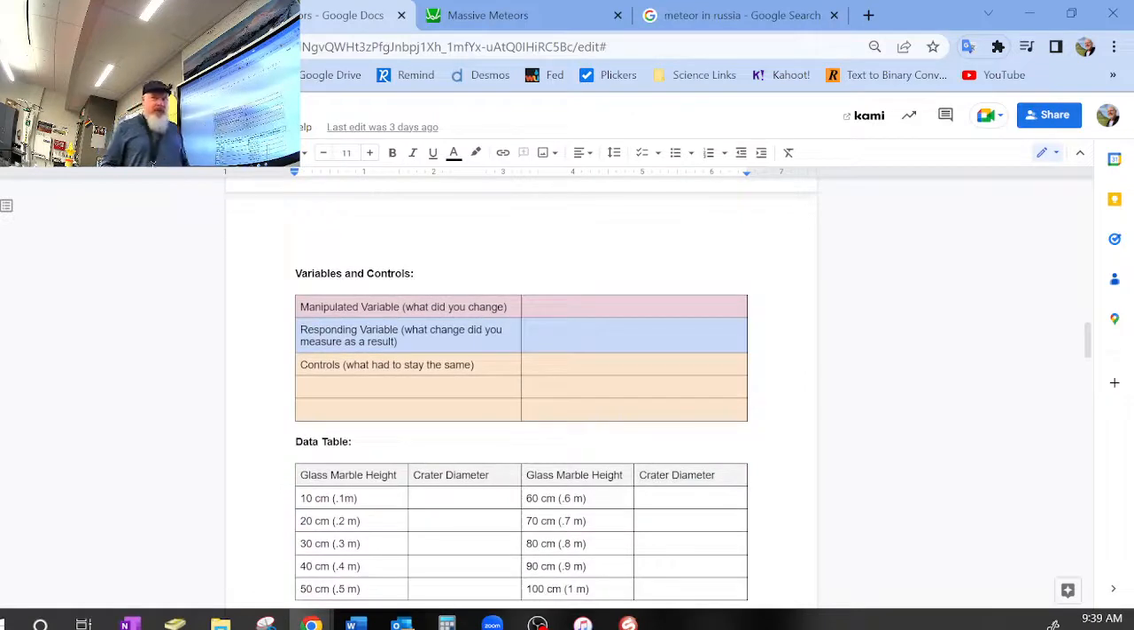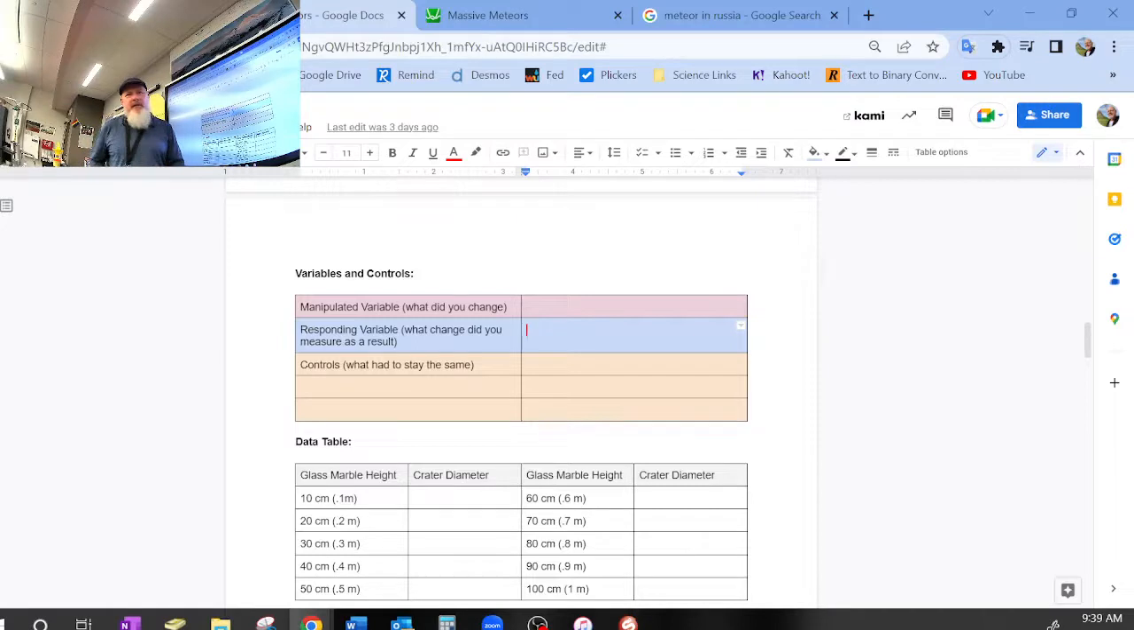Scrolling down a little bit more on this, your manipulated variable and your responding variable. We already talked about that at the beginning, so you can just use the same manipulated and responding variable you did from the beginning of the lab.